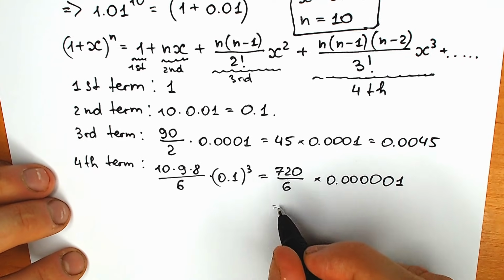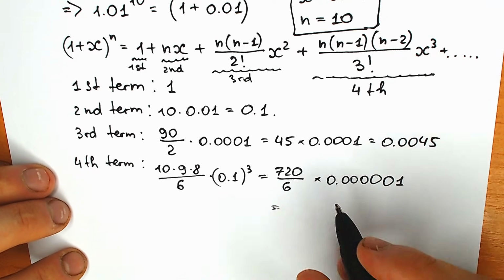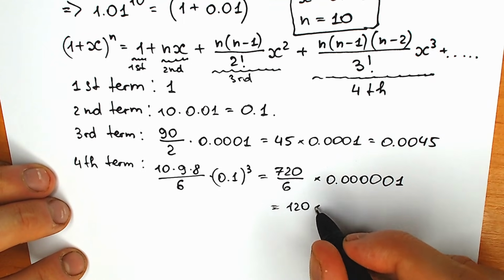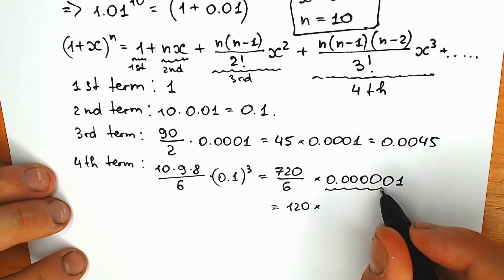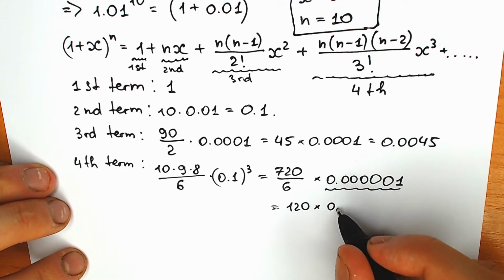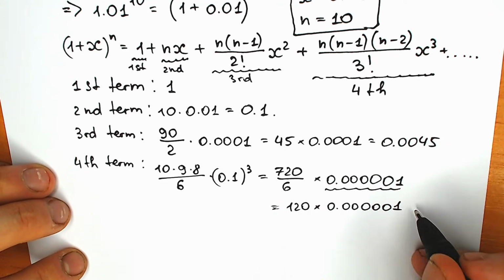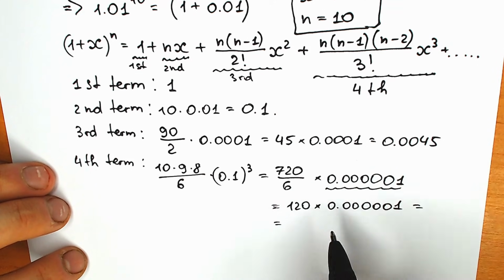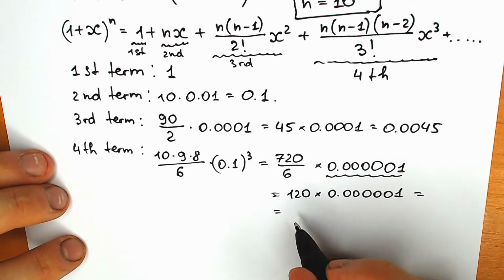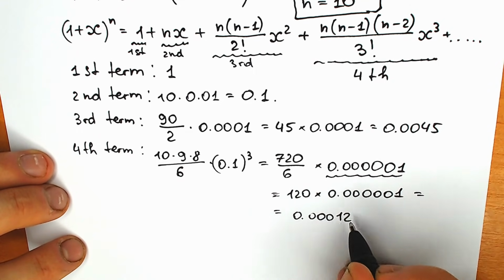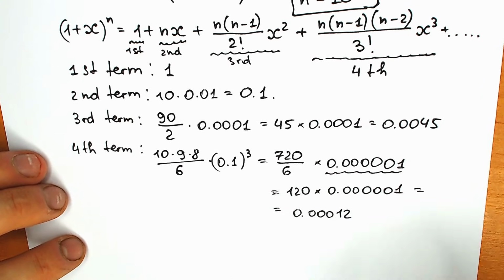When we divide it, we have 120 times this expression with the zeros. So we're going to rewrite it right here. 0.1234 times 1. And when we multiply it, we're going to move this dot to the right side. So as a result, we have 0.0000 and 12. These are our four terms.